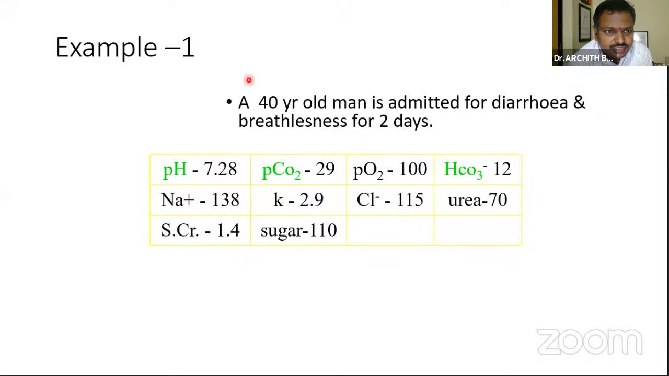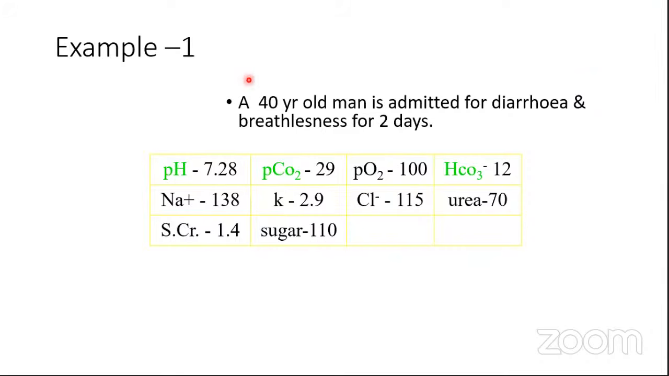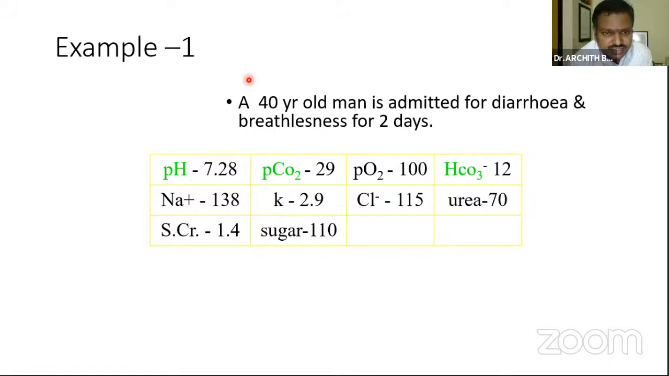Somebody can unmute and tell. Metabolic acidosis. Okay, so there is a metabolic acidosis that is there, pH 7.28. So it's a metabolic acidosis. You can see that the bicarb is low and the pH is also low. Is it compensated or is it not compensated? It is not compensated.